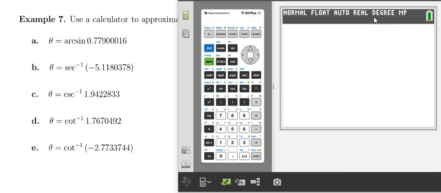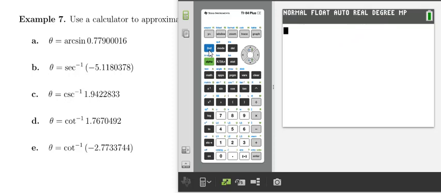I've got the calculator in degree mode because the directions ask me to return a degree angle. So here we go. In part A, we're evaluating an arcsine. All we have to do is call up second inverse, or sine inverse, and then punch the number in, exactly like you see it. Nothing crazy, very straightforward.